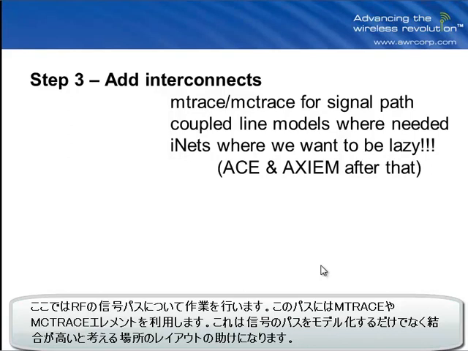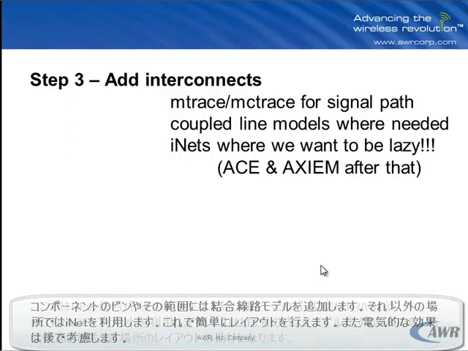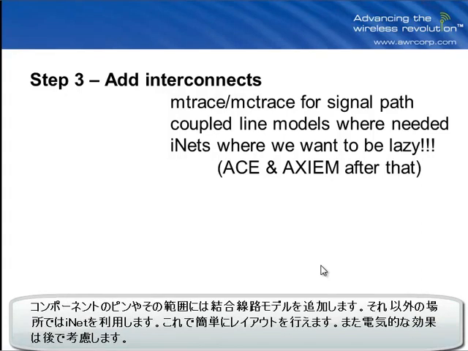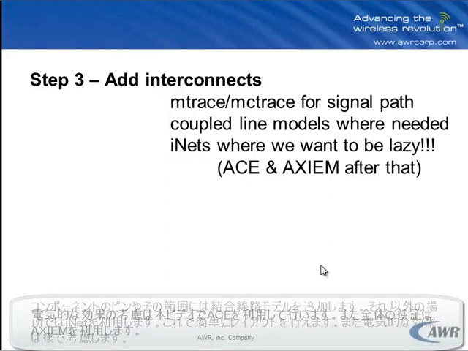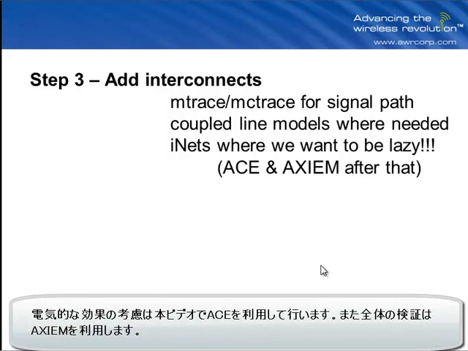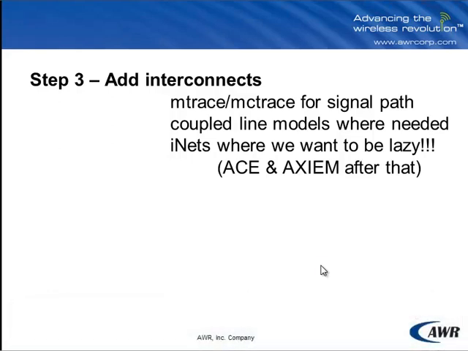Where necessary, or where we think there's a high degree of coupling because of the way component pinouts are arranged, we're going to add coupled line models. And we'll use some INETs where we want to sort of be lazy. INETs are very easy to route, and they allow us to wait to take into account the electrical effects of those lines. We'll do that by using ACE in this video, and in a later video we'll use Axiom to verify the whole thing.